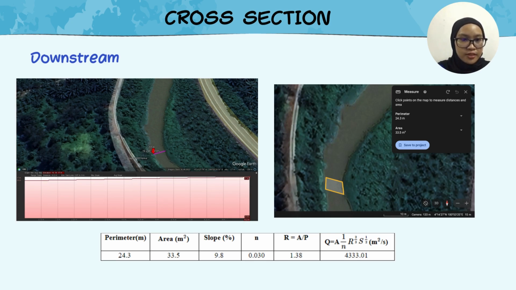For the cross-section in downstream in Teluk Sena, we get the perimeter and area from the picture and the slope from the elevation profile, and we use n as 0.030 and hydraulic radius from area divided by perimeter, and we get the flow using the formula, which is 4,333.01 meter per second.